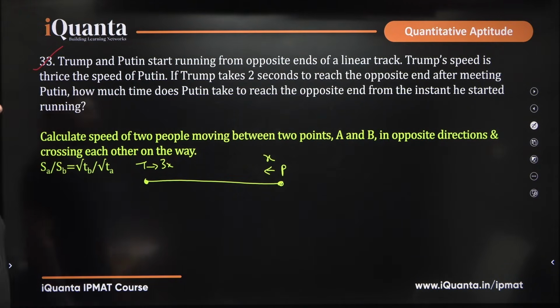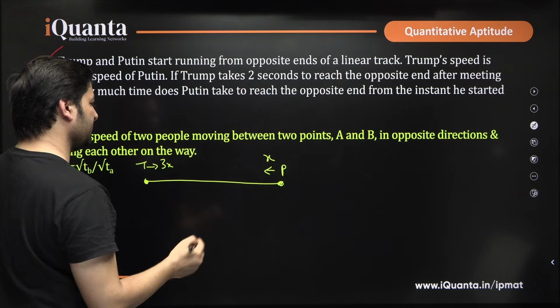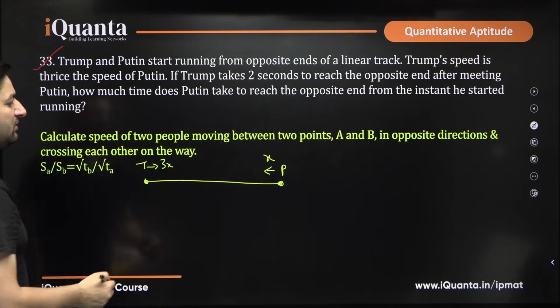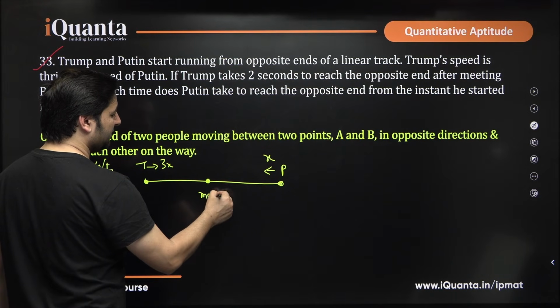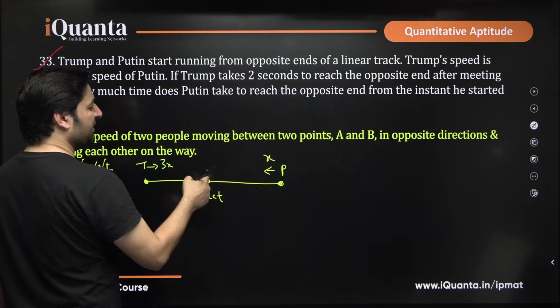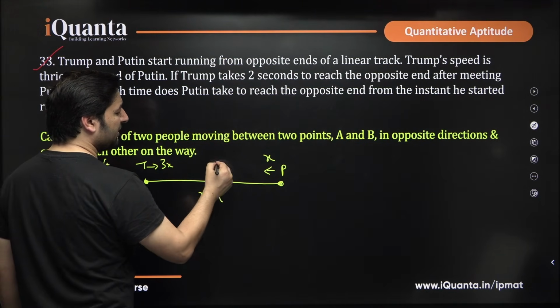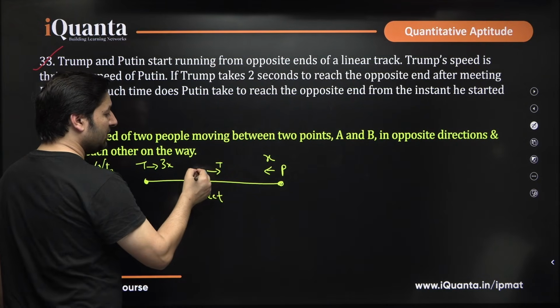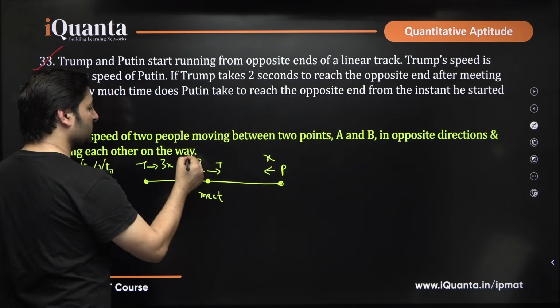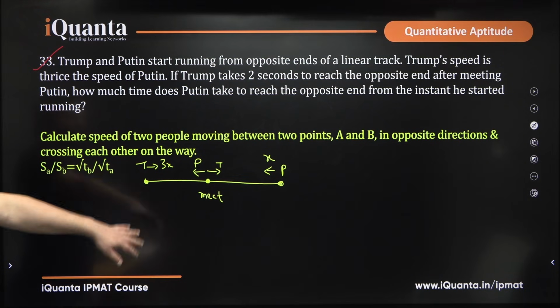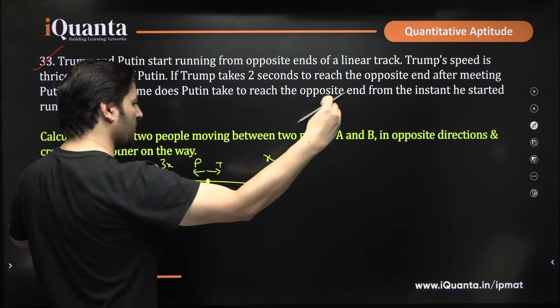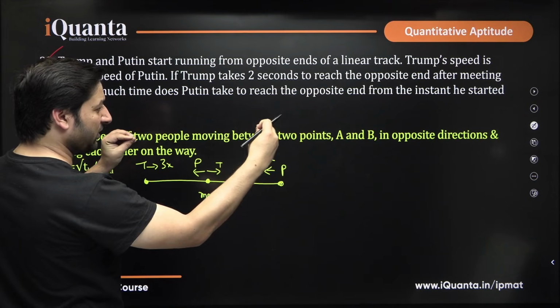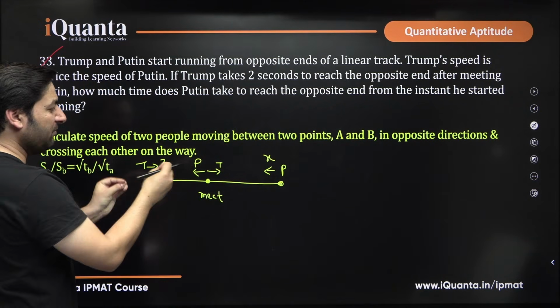If Trump takes 2 seconds to reach the opposite end after meeting Putin, suppose they meet here, this is the meeting point. After meeting here, Trump will continue his journey in this direction, Putin will continue his journey in this direction. Imagine two people, Trump and Putin, starting from the opposite ends of a linear track, coming together and meeting here.